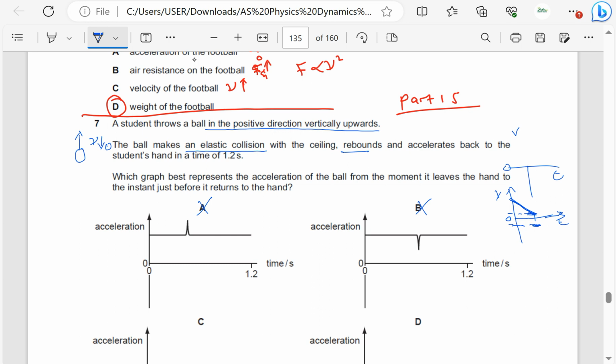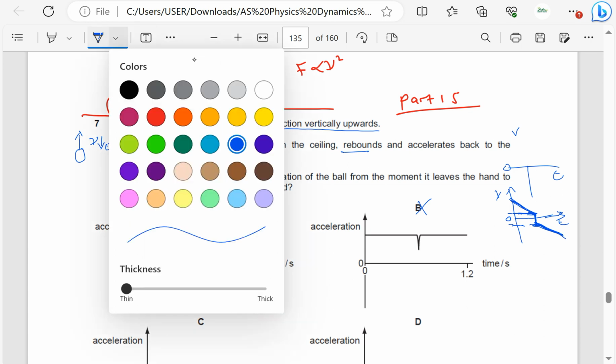So if it reaches the ceiling with this velocity here, then it should rebound with the same velocity because the collision is elastic. So I draw a straight line at this point here. So I'll just make a vertical line here. So the line is like this. Let me choose a different color.